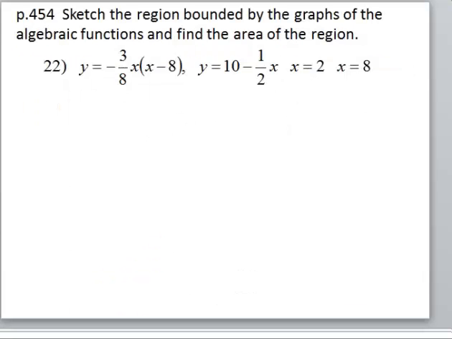In this next problem, we're actually going to be not only sketching the region bounded by the graphs, but we're also going to find the area. And we're doing that from x is 2 to 8. So I'm really only concerned about what's going on from 2 to 8.